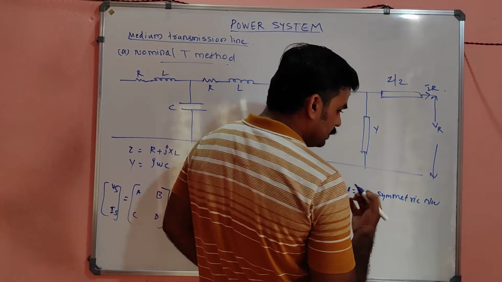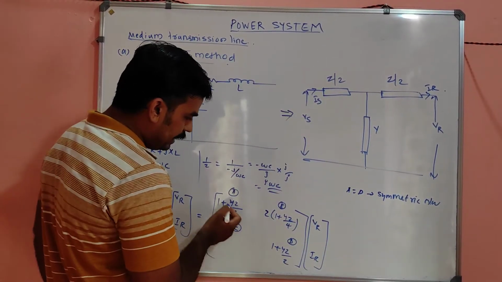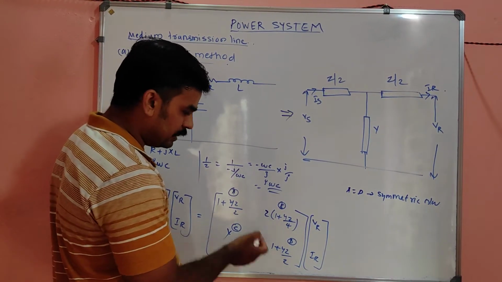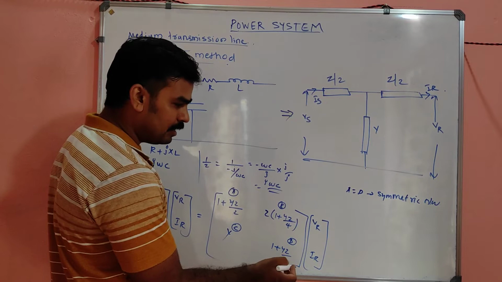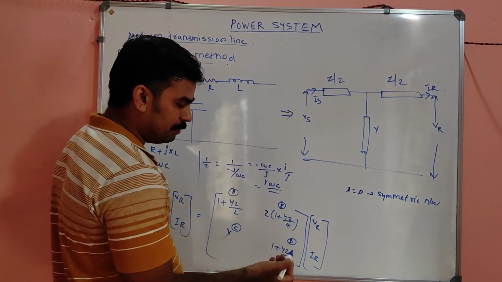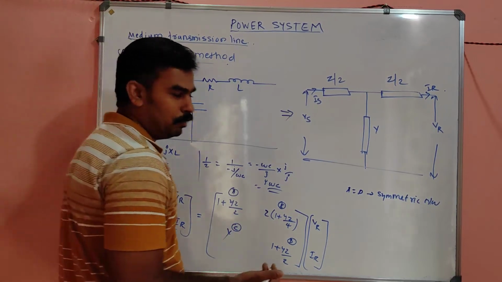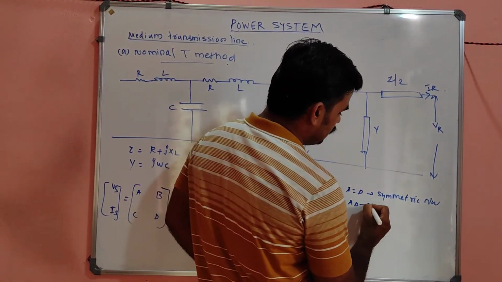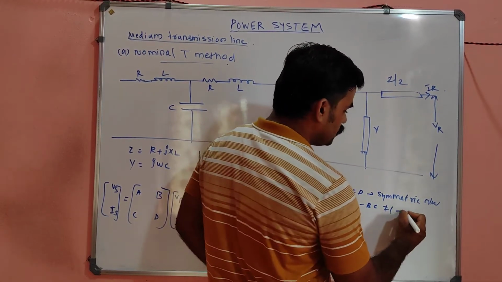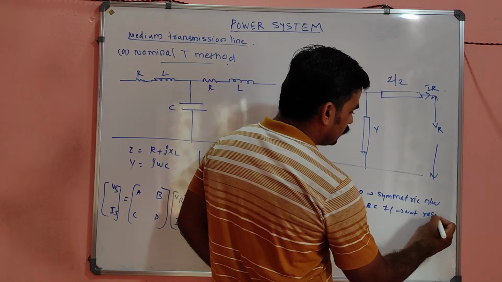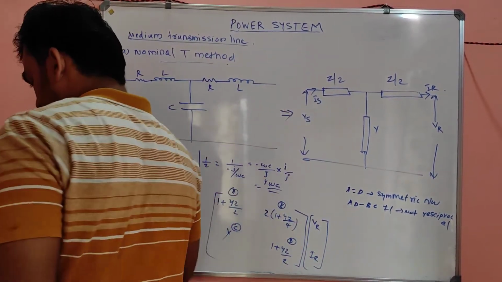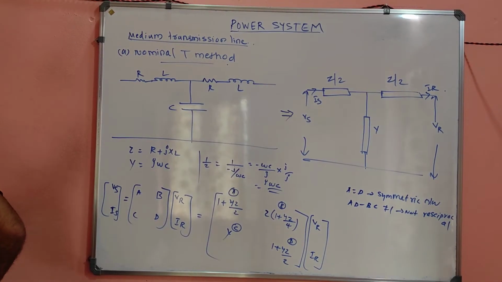And what is AD minus BC now? A into D, AD minus BC: 1 plus YZ by 2 into 1 plus YZ by 2, that is 1 plus YZ by 2 the whole square, minus B into C, means Y into Z into 1 plus YZ by 4. Not equal to 1, right? AD minus BC not equal to 1. So not reciprocal. The system is not reciprocal.